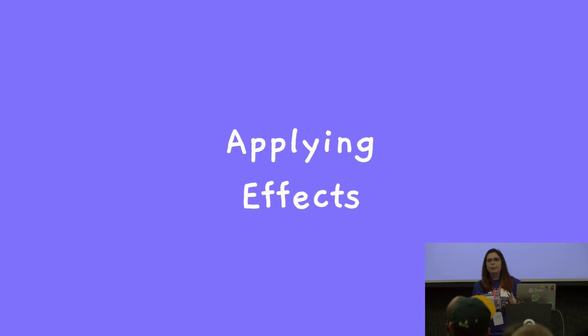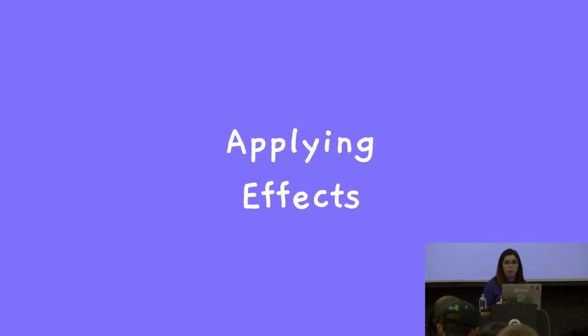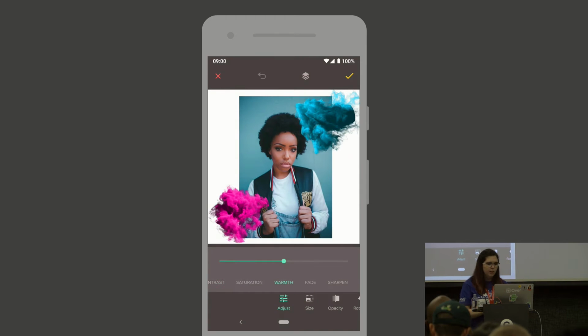Okay, so we've talked a little bit about how we load up bitmaps and why we need to scale things down. So I guess let's get to the fun part of actually applying cool image effects. In our app, we have some really cool looking image effects. Like we can adjust the warmth of an image, you can adjust the fade, saturation, that kind of thing. And there are many different ways in which you could do this.